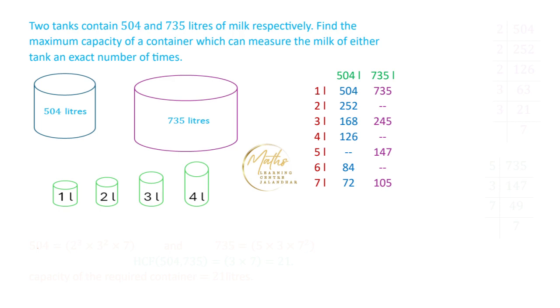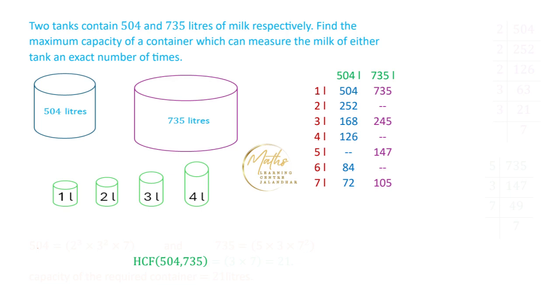It means we are interested in containers of this kind. The 1 liter container can work, 3 can work, then this 7 liter container can work. We have to find the largest number which can measure the milk in both these tanks. It means we have to find the largest number which divides both these values. And when we say the largest number which divides both these values, we are talking about the HCF of these two numbers. We have to calculate the HCF of these two numbers.